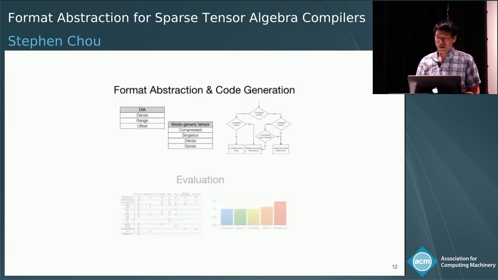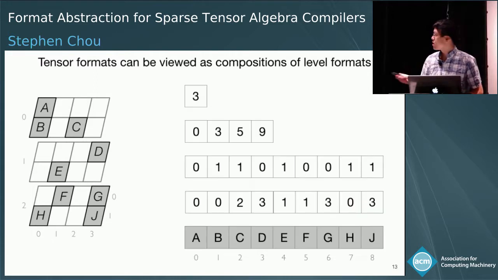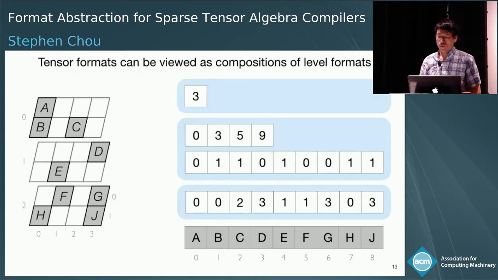But first, to see how we can abstractly represent disparate tensor formats, let's take a look at an example of a three-dimensional sparse tensor stored in the format shown on the right here. Now, conceptually, this format simply stores each slice of the tensor as a matrix in the coordinate format. But what's important to note here, though, is that all these arrays can actually be grouped into data structures that each encodes a single dimension of the tensor.